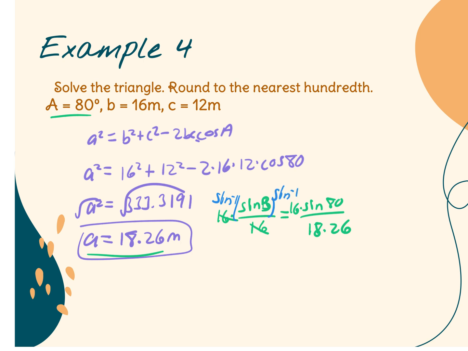I'm going to clean it up a bit. So B is sine inverse of 16 times sine of 80 over 18.26. So for angle B, we get 59.65.